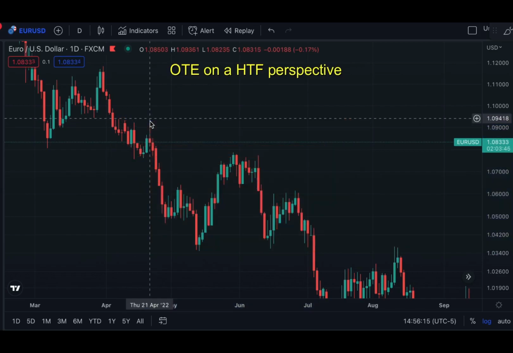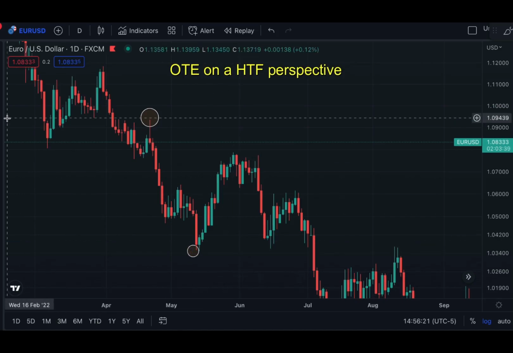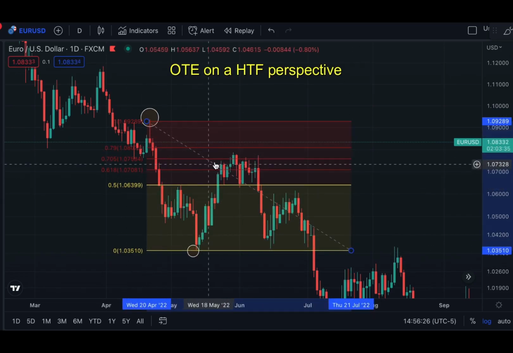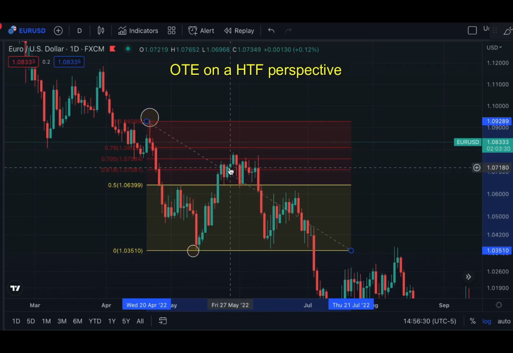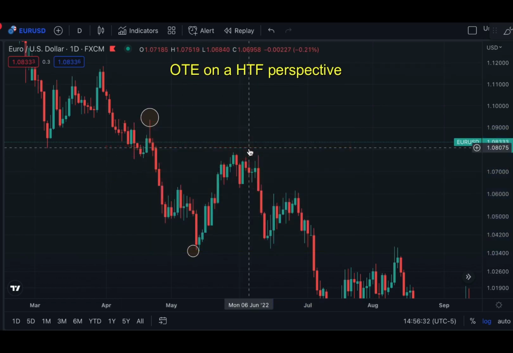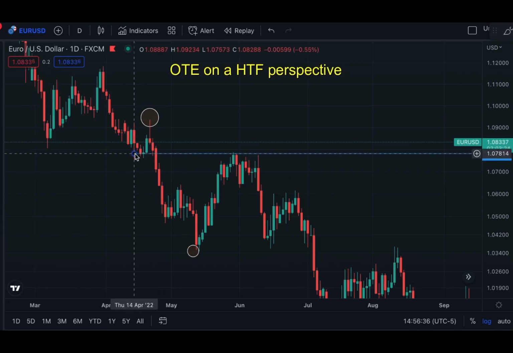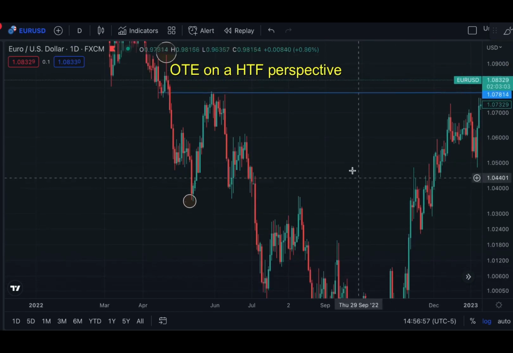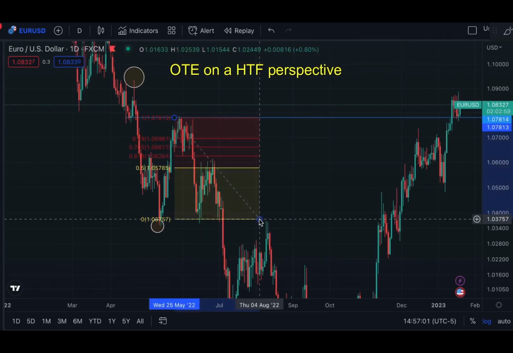As you can see here, we have a high here. Mark out our highs, mark out the lows. Then we have this high with this low, and price came to our OTE levels or retracement levels, whichever you want to call it, between 0.618 and 0.79. And then if you want to add an extra confluence, we do have this daily order block in here.